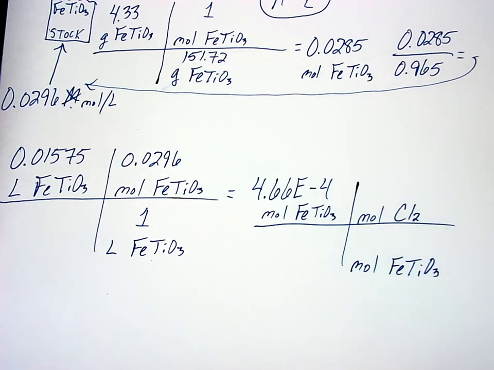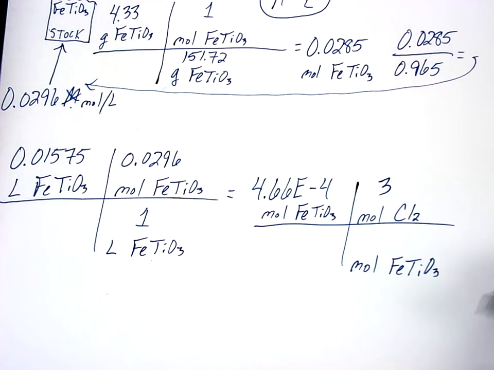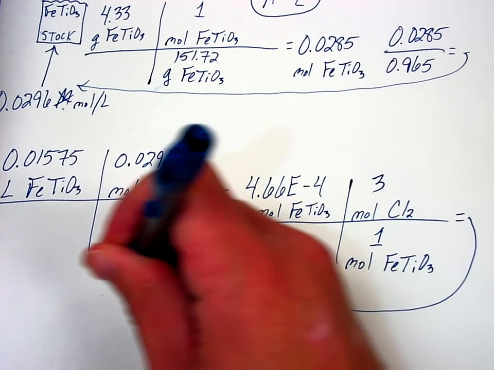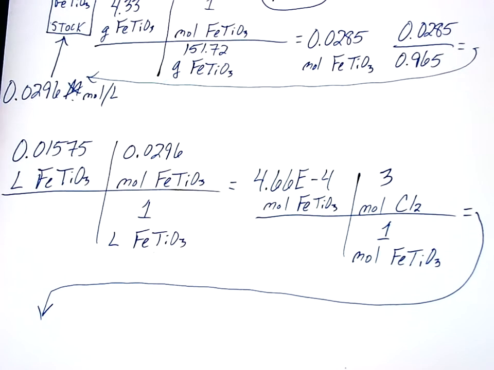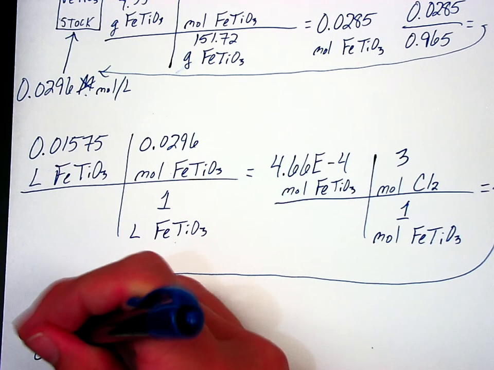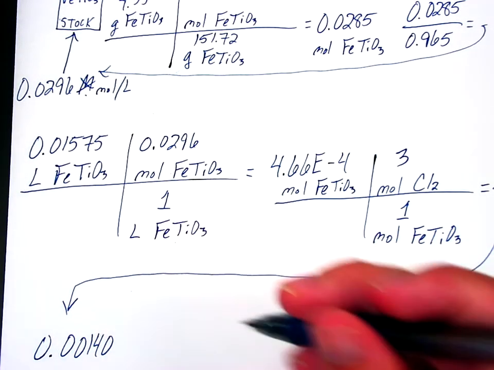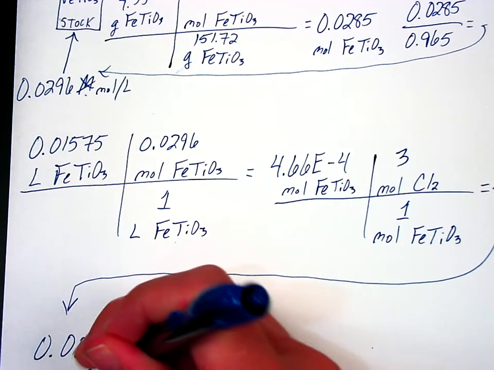Whenever moles is being compared to moles, stoichiometrically, I know that it's the coefficients that we're going to use. So again, you need to look at the problem that we're copying from, and you'll see that the coefficient for the Cl2 in the balanced equation is 3, and for the FeTiO3, it's a 1. Again, we'll do a little arrow to make my work look like it makes sense. As I solve this, I get 0.00140, and now I've got moles of chlorine.